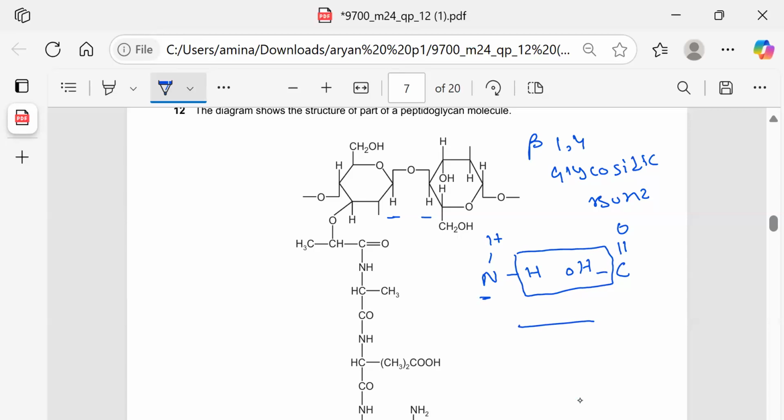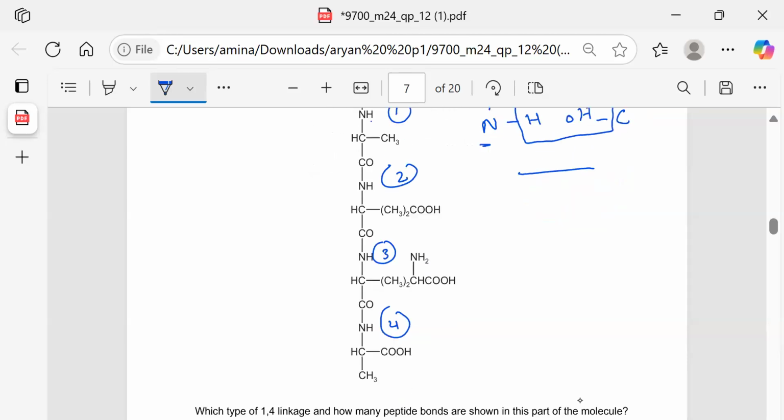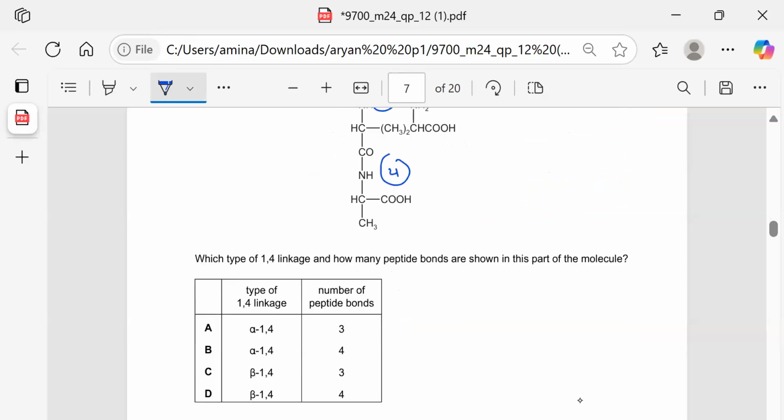Wherever I'm finding NH, that is going to be the point where condensation is taking place. So I'm finding NH over here, NH over here, NH over here, and NH over here. So that gives the beta 1,4 glycosidic bond and 4 peptide bonds. So my answer is going to be D: beta 1,4 linkage and 4 peptide bonds.